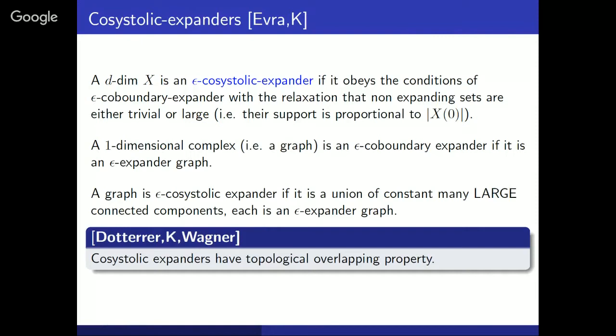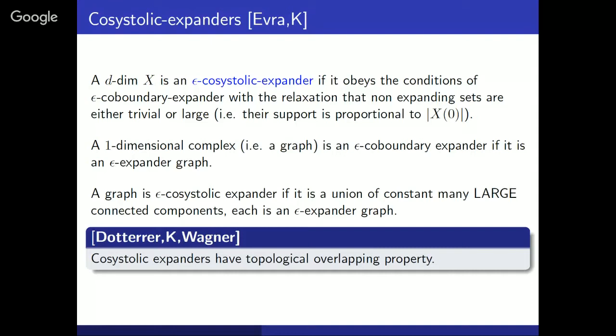Tali, it seems to contradict what you were just saying. If you have a disconnected graph, surely it doesn't have this topological property, right? Very good. If you have a disconnected graph, look at one connected component. Since it is large, within this connected component you have the overlapping property, and this connected component occupies a constant fraction of your edges. I thought this topological property for graphs is equivalent to expansion, but now I see that it's weaker. It's weaker. Expansion implies it, but it is weaker because if your graph is a collection of constantly many components, each one an expander, it has this topological overlapping, but it's not an expander according to our definition.